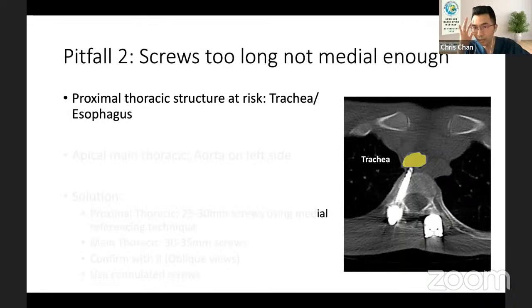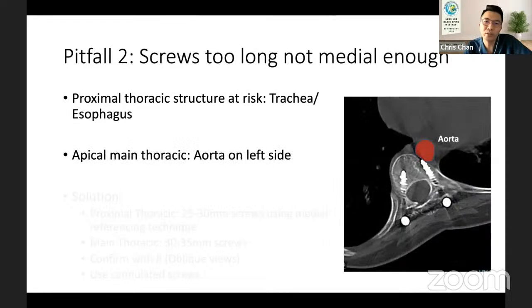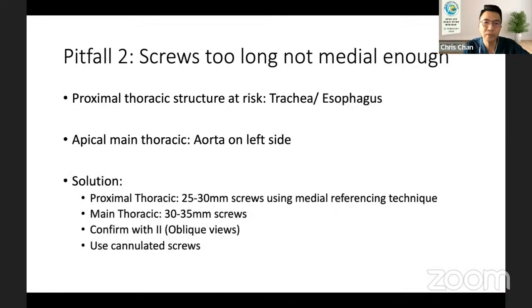And that is the trachea. At the apical main thoracic, the aorta is on the left side and is at risk with a screw which is too long or not medial enough. So the solution is to use 25 to 30 millimeter screws using the medial referencing technique.